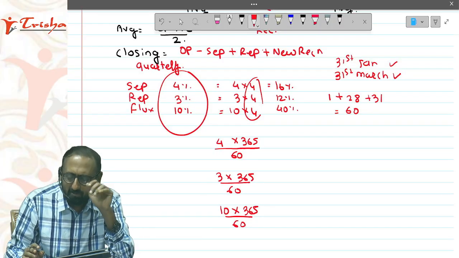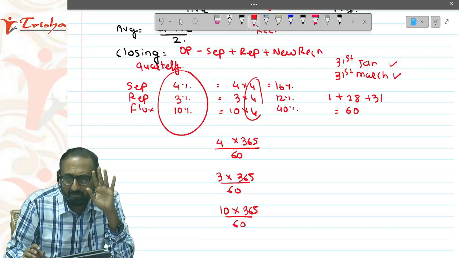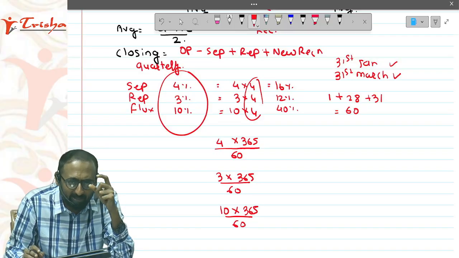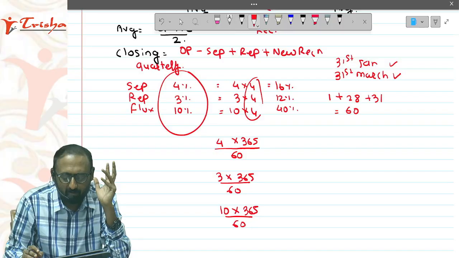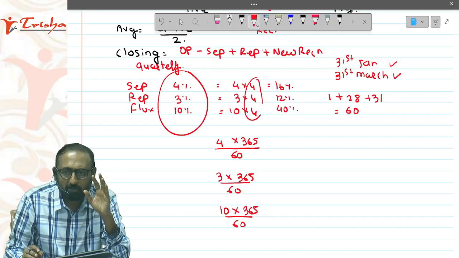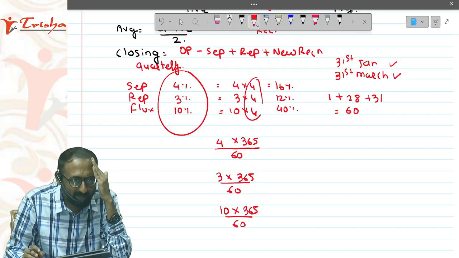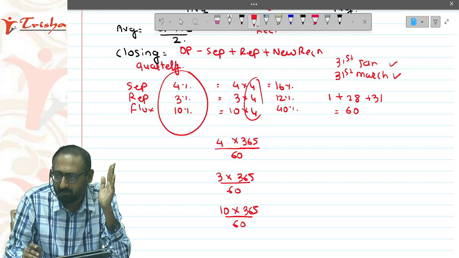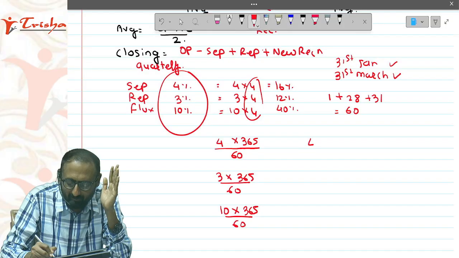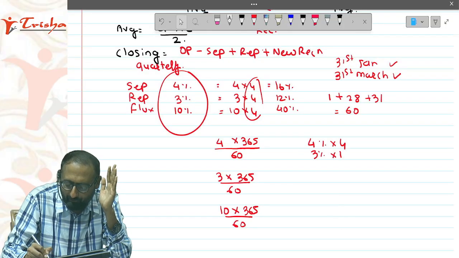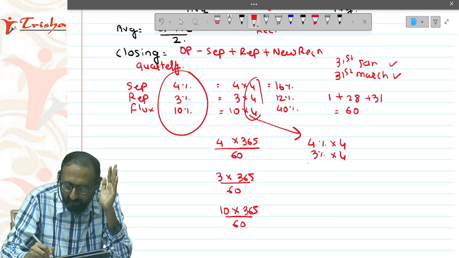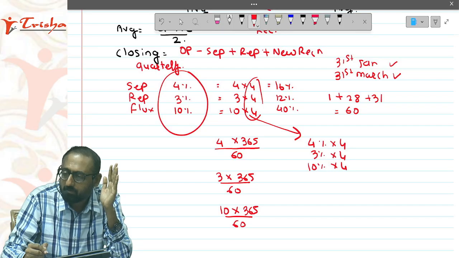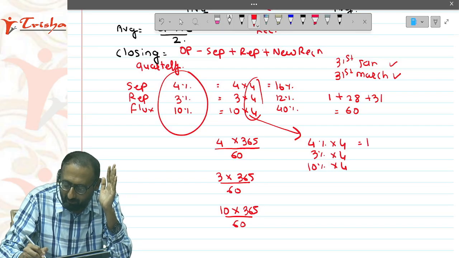Sir, some students, in examination pressure, will write everything correct, but I have seen some papers where students made this mistake. Some students will take 4% into 4, 3% into 4, I'm talking about this, and 10% into 4. So they will take 1.6%, 1.2%, and 4%.